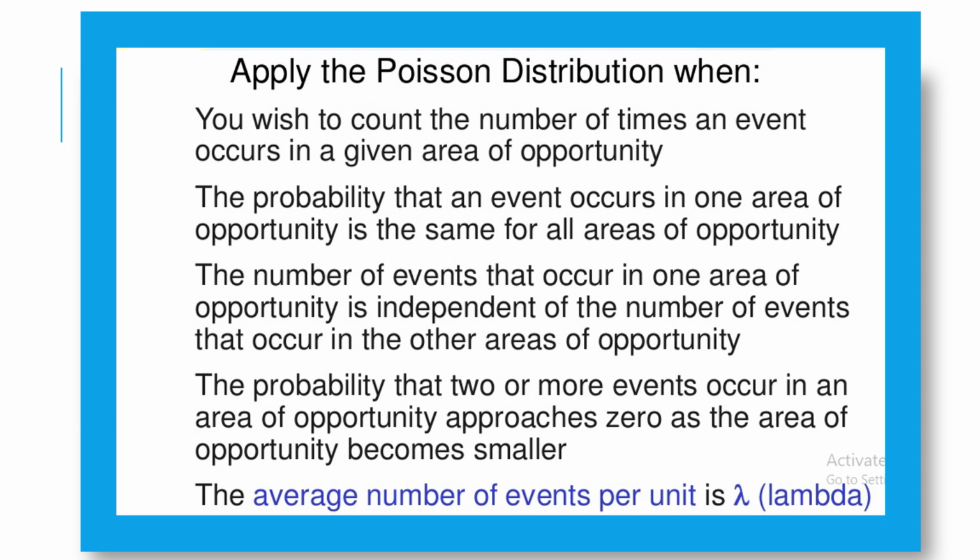Next, how do you apply the Poisson distribution? When can you apply it? You wish to count the number of times an event occurs in a given area of opportunity, so you will apply the Poisson distribution. The probability that an event occurs in one area of opportunity is the same as in all the areas of opportunity. The number of events that occur in one area of opportunity is independent of the number of events that occur in the other areas of opportunity. The probability that two or more events occur in an area of opportunity approaches zero as the area of opportunity becomes smaller. The average number of events per unit is called lambda.